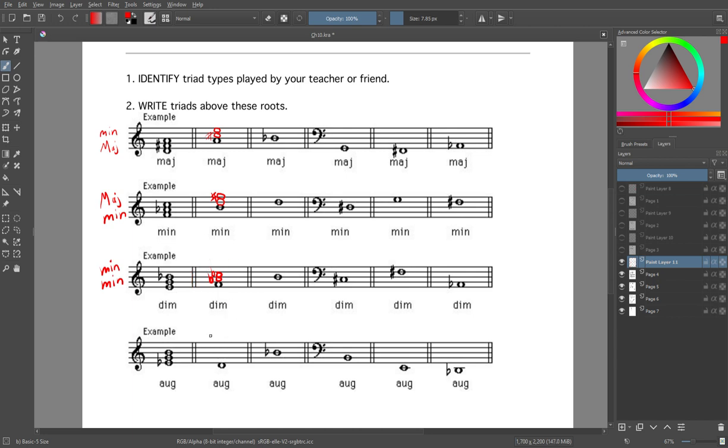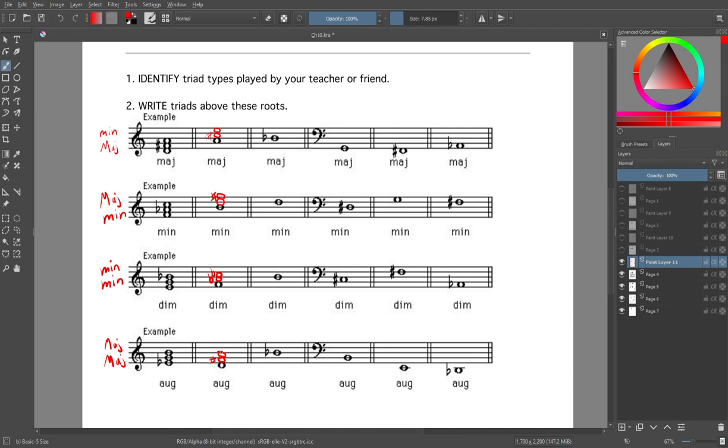Finally, we're going to take a look at an augmented triad. We have D, F, and A. So D to F, is that a major or a minor? Remember with augmented, both thirds have to be major. So D to F, think of the keyboard, is a minor third. So we need to make that a major third. And by doing that, we are going to put a sharp on the F.